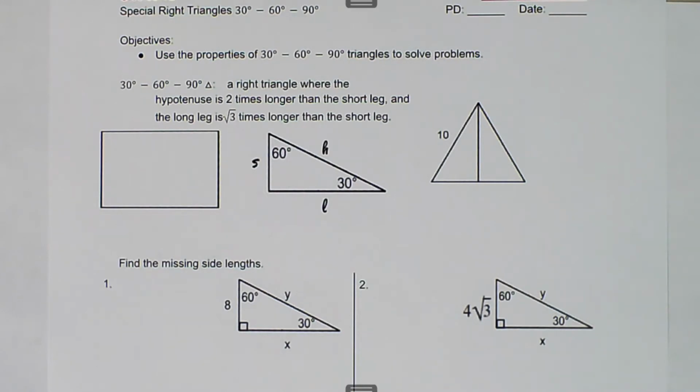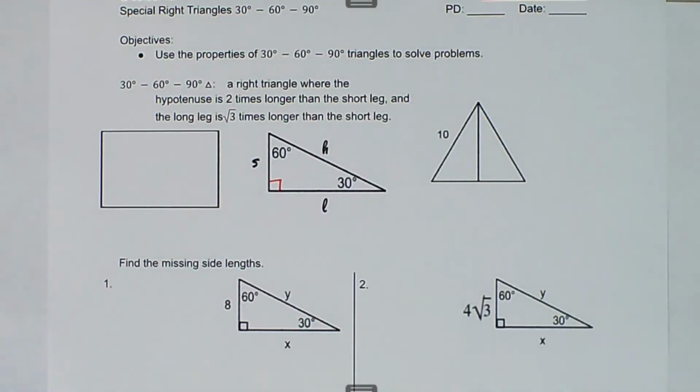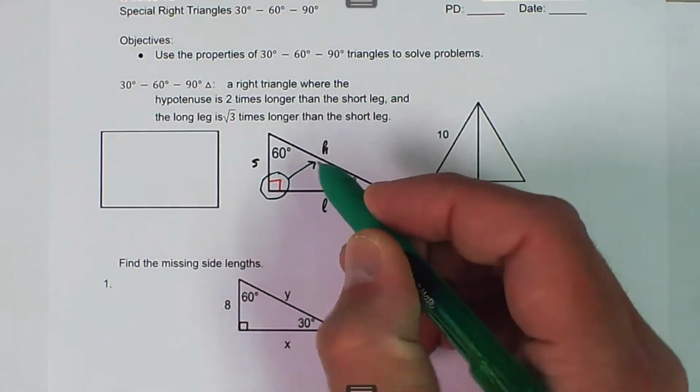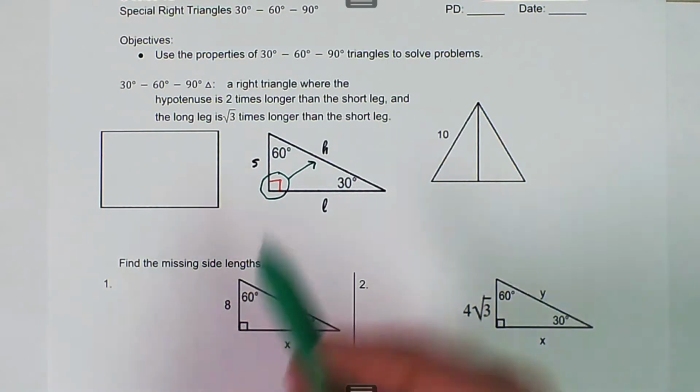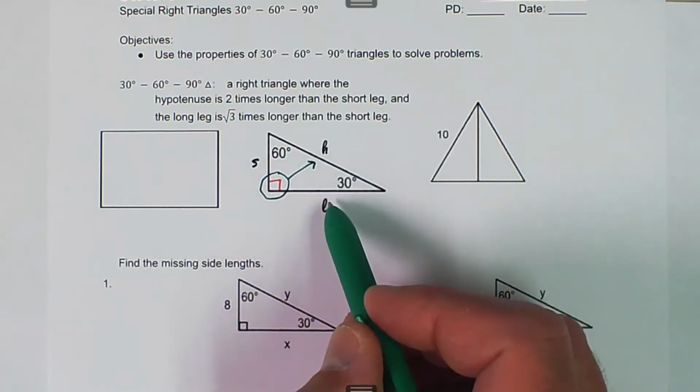It is a right triangle where the hypotenuse is 2 times longer than the short leg, and the long leg is square root of 3 times longer than the short leg. So we have an example here. And again, we have a 90-degree angle right here. And that means that our hypotenuse is opposite the right angle. So that's our hypotenuse there. And our short side is opposite the 30 degrees. And our long side is opposite the 60 degrees.